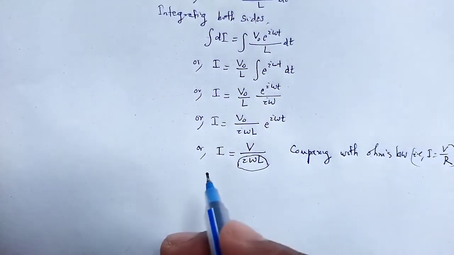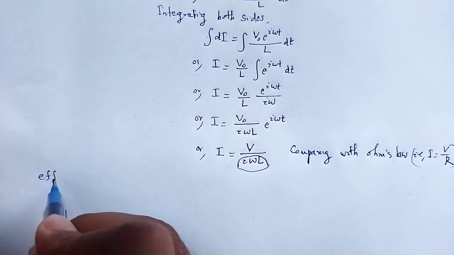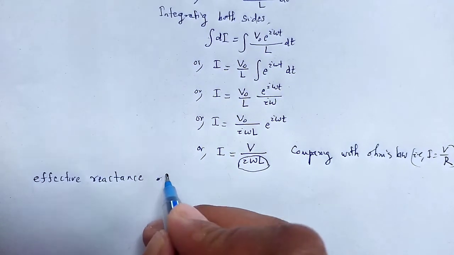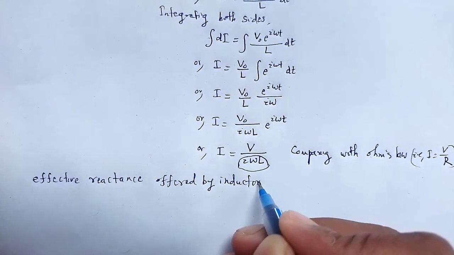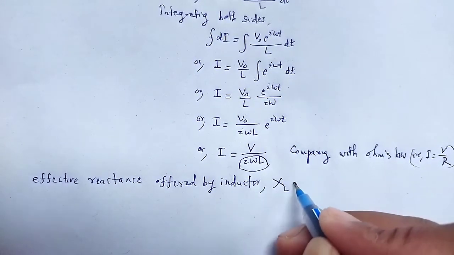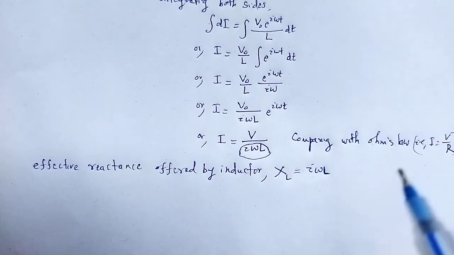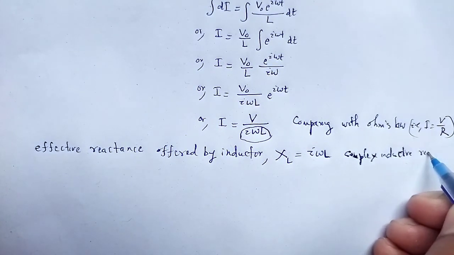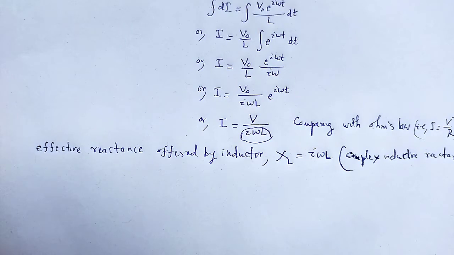The effective reactance offered by inductor, that is XL is equal to i omega L, that is the complex inductive reactance. As our aim is to calculate complex reactance and impedance, so it is the complex inductive reactance.